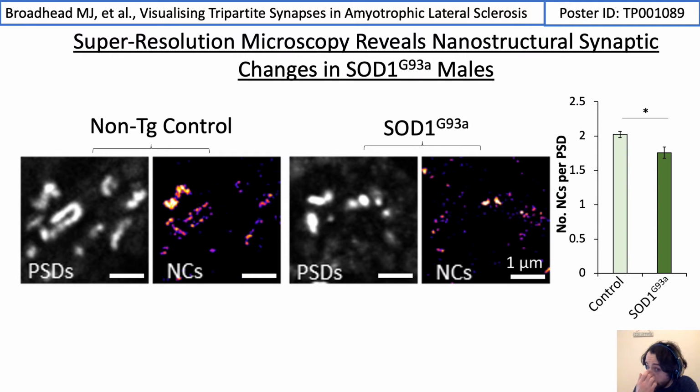Using super resolution microscopy of PSD95, which forms nanoclusteral scaffolding domains inside the synapse, we observe that there's a reduced number of these nanoclusters per synapse, which may reduce the synaptic strength.